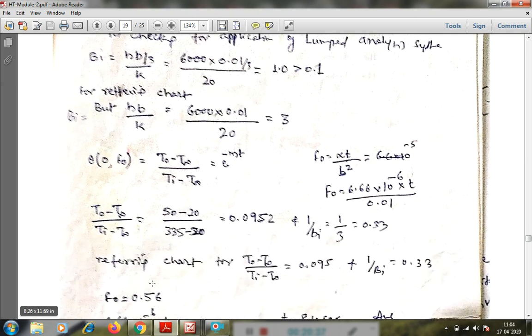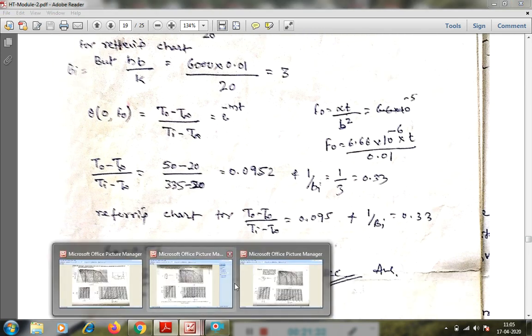Then the Fourier number is alpha t by R square. That value we have to calculate. The 1 by Biot number will be 0.33, and the Fourier number we cannot calculate yet, as the time is required. That is what we are going to determine. The temperature ratio we can calculate as the center temperature is given as 50 degrees Celsius: 50 minus 20 by 335 minus 20, that is 0.0952. This is along the y-axis and 1 by Biot number 0.33 along the curve. Then we have to find the Fourier number from that.